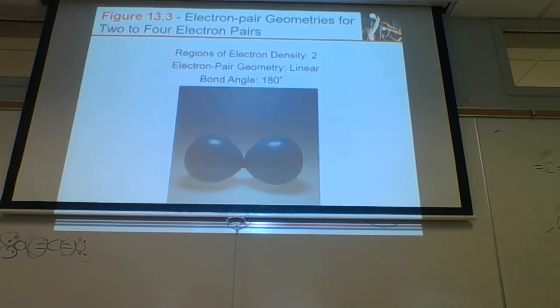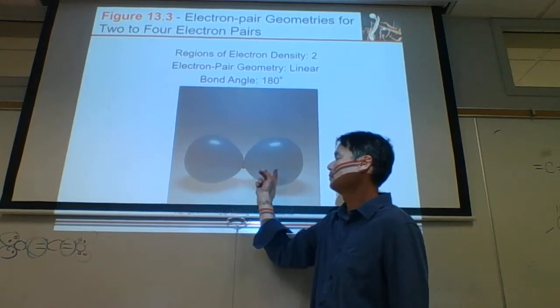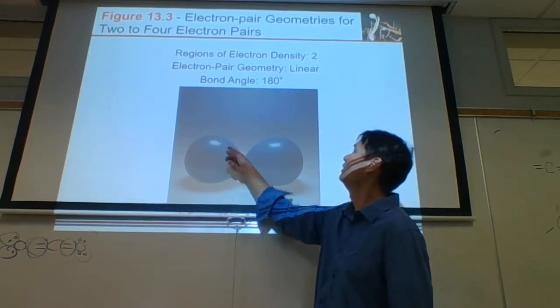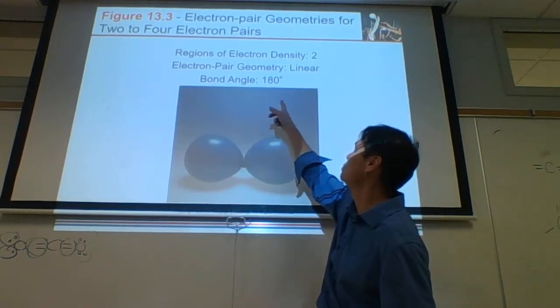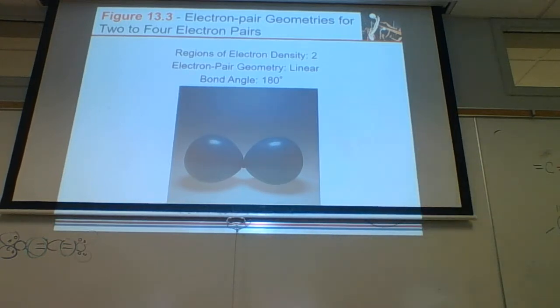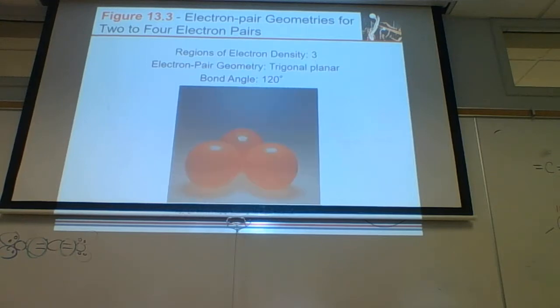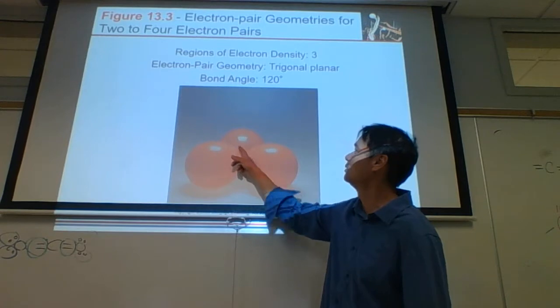So we call this one linear. If I have 2 groups, those 2 groups try to stay apart from each other. This is 2 balloons. The furthest we can separate is a 180-degree angle. It's linear. This is electron pair geometry, EPG. EPG is linear. If I have 3 groups, then we have what's called trigonal planar. EPG, trigonal planar, 120-degree angle between the balloons here.